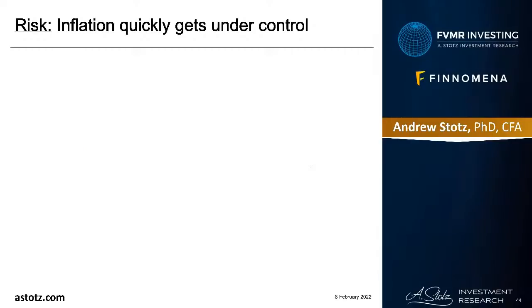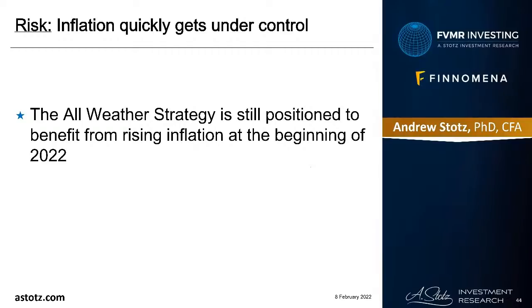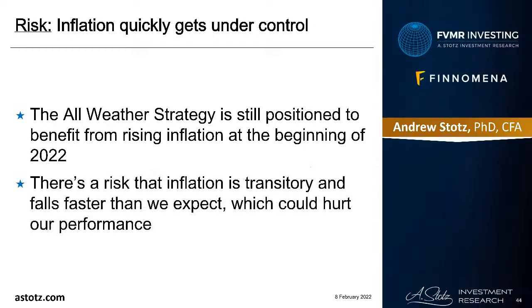So, what if inflation quickly gets under control? That's a potential risk. The all-weather strategy is still positioned to benefit from rising inflation at the beginning of 2022, but there's a risk that inflation is transitory and falls faster than we expect, which could hurt the performance.